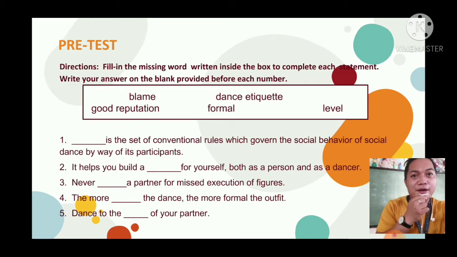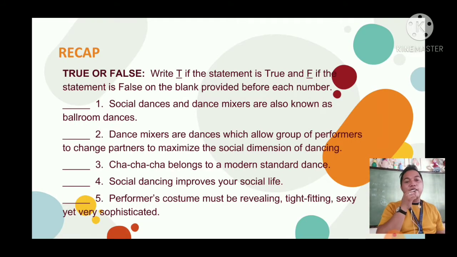Let's proceed with our recap. True or false: write T if the statement is true and F if the statement is false on the blank provided before each number. Number one, the social dances and dance mixtures are also known as ballroom dances. Number two, dance mixtures are dances which allow a group of performers to change partners to maximize the social dimension of dancing. Number three, cha-cha-cha belongs to a modern standard dance. Number four, social dancing improves your social life. Number five, performance costumes must be revealing, tight-fitting, sexy, yet very sophisticated. Are you done? Very good.